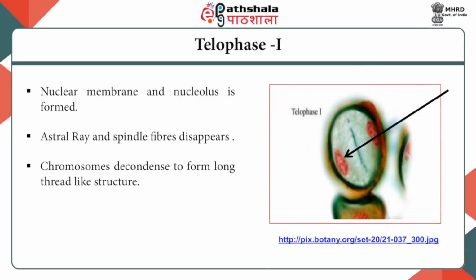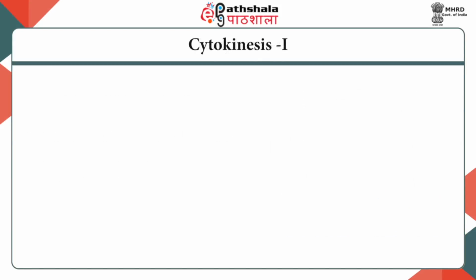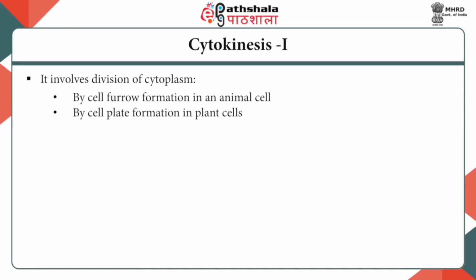Spindle fibers disappear. DNA again decondenses to form long thread-like structures called chromatin. The cell undergoes cytoplasmic division, that is cytokinesis 1. It is the same as discussed earlier in mitosis. In animal cells, it takes place by cell furrow formation, and in plant cells, it is achieved by the formation of a cell plate, as discussed earlier.